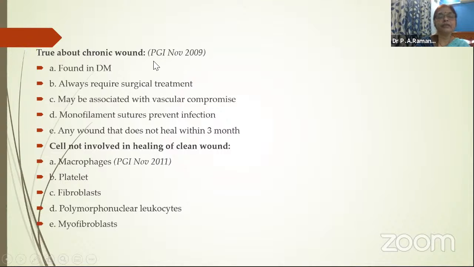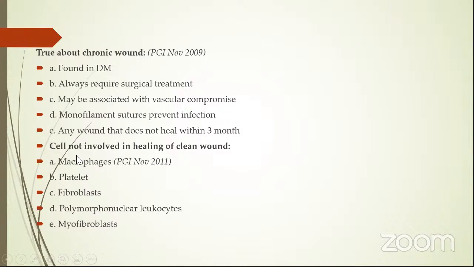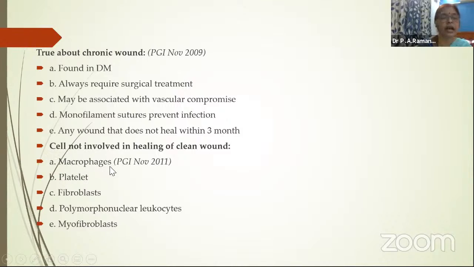This is a PGI bit, so multiple answers will be there. Now, cell not involved in the healing of clean wound. So here macrophages, are they necessary? In the inflammatory phase, macrophages are very, very essential because they produce the vasokines. The histamine, bradykinin, kallikrein are secreted by macrophages. So they are involved. So no, this is not the answer.